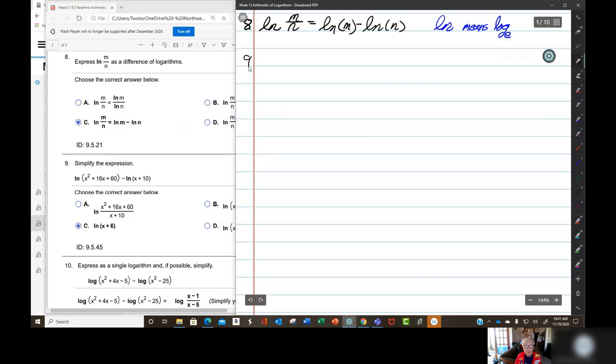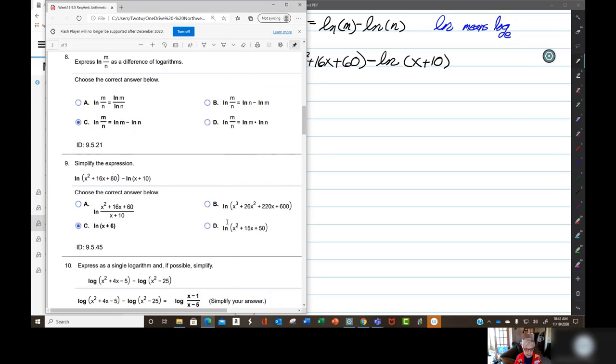Number 9, now we're getting into it. We've got the ln of x squared plus 16x plus 60 minus the ln of x plus 10. Now the instructions have changed. It says simplify the expression, and this is multiple choice. This is the answer right here. I can't write on it there, but I can write on it here. That's the answer.